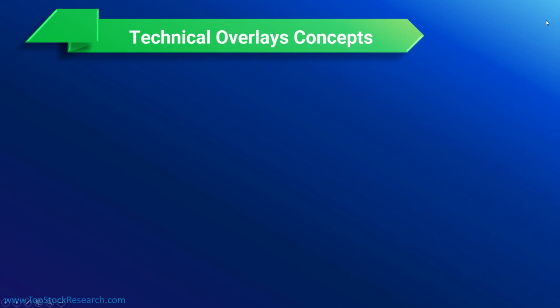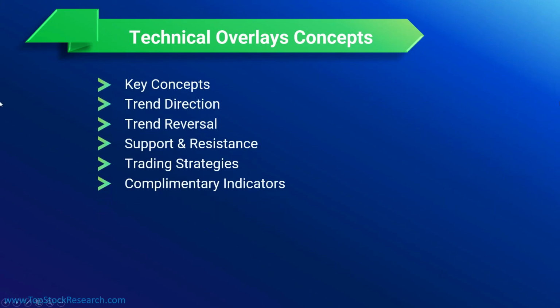So what is technical analysis and what are the concepts? We'll understand the key concepts. How does it help you? Number one, trend direction, trend reversals, support and resistance, trading strategies. Some of the trading strategies we'll cover on Bollinger Band, and some of the complementary indicators that you should be using with Bollinger Band.